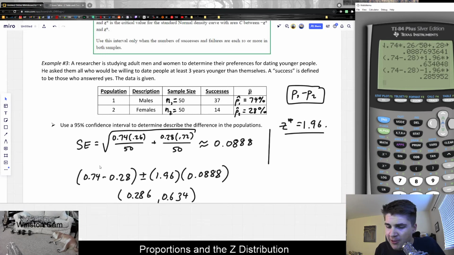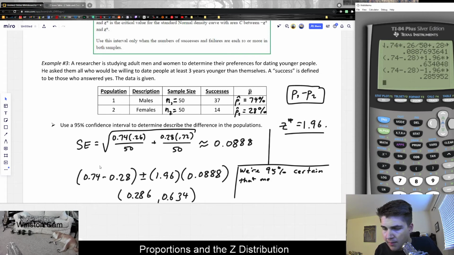So again, if we're trying to write out the conclusion here, we're 95% certain that men are between 28.6% and 63.4% more likely to date younger people.